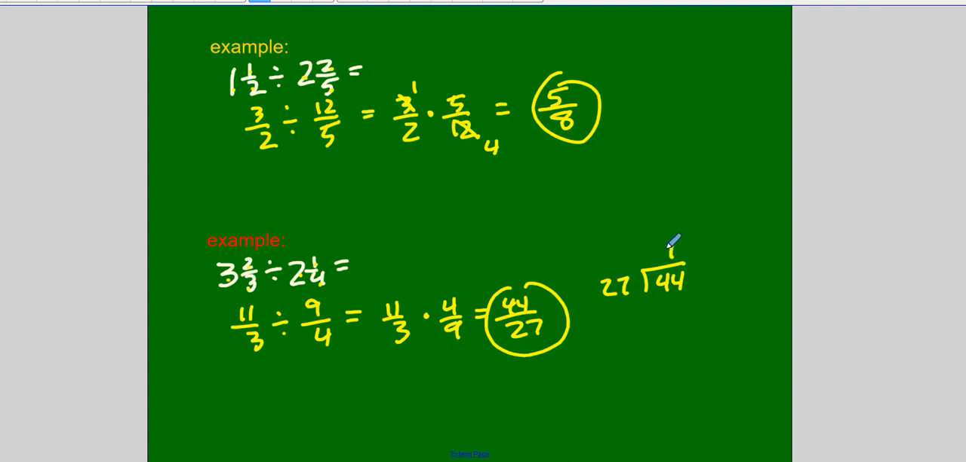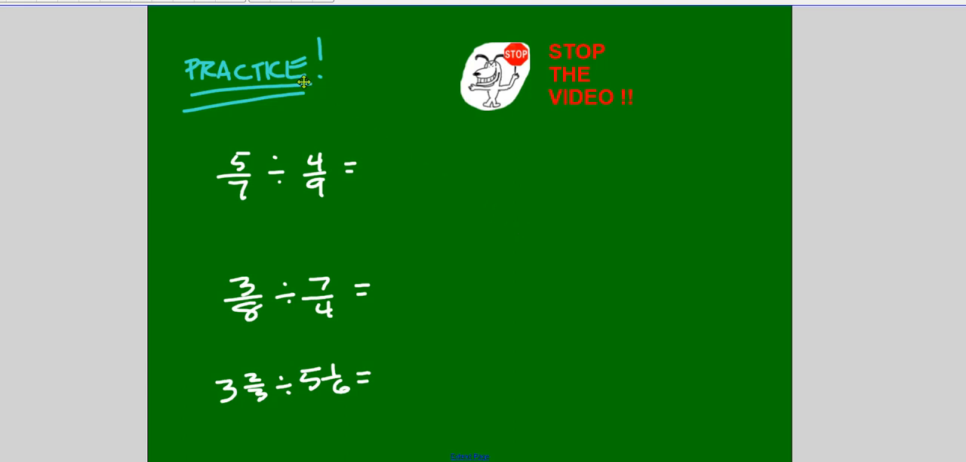27 goes into 44 once. 1 times 27 is 27. So now I'm going to make that 14 borrow. So that's going to be 7. 7, that's going to be 17. So my answer is a mixed number. It's 1 and 17 over 27. Okay, I'd like you to stop the video and do these three practice questions, and after you've done them, turn it on and see if you agree with what I got.